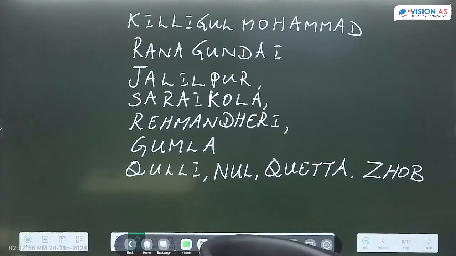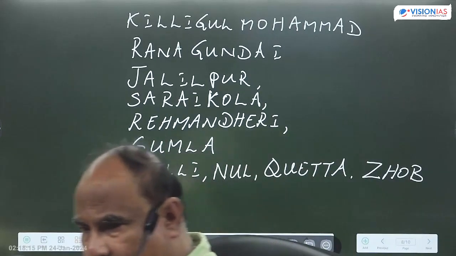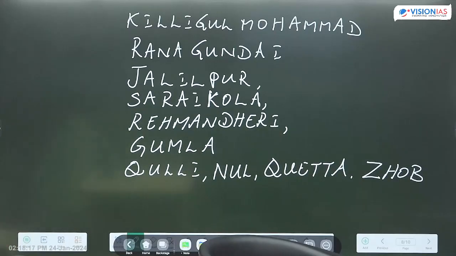Full stop. The last four, Kuli, Nal, Quetta, Job, are called, inverted commas, proper Baluchi cultures. They are the actual Baluchi cultures. Full stop.